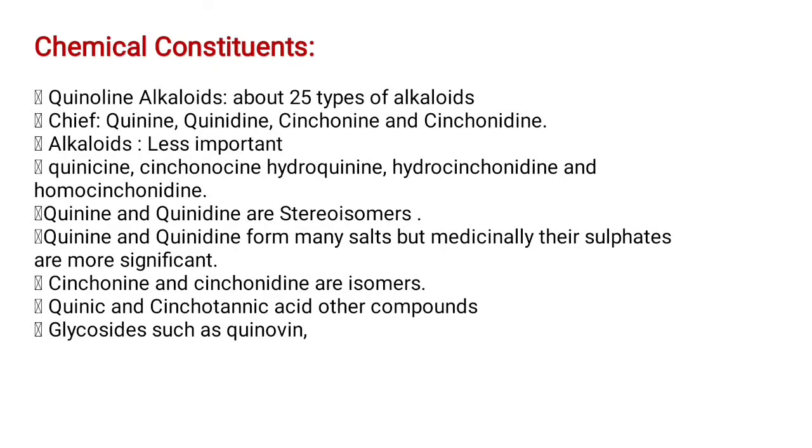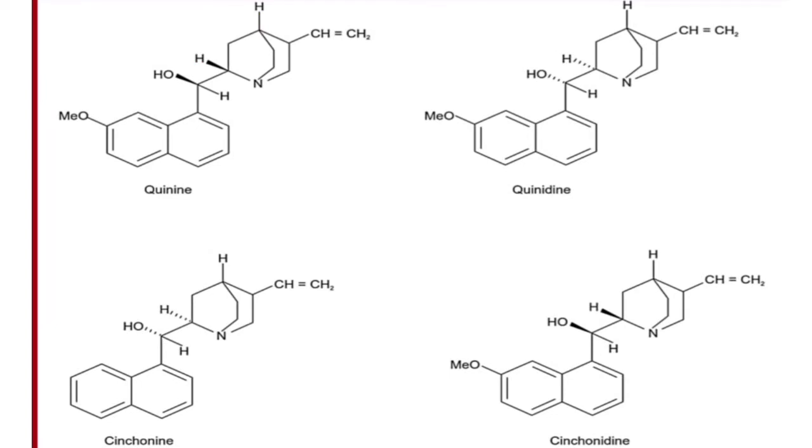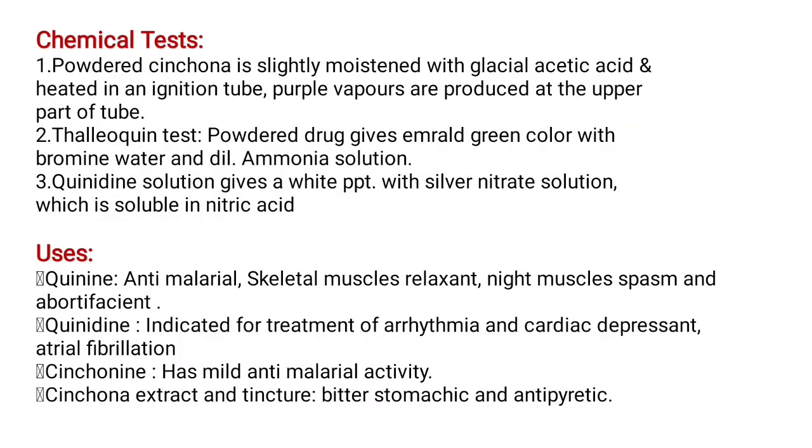Glycoside such as quinovin. These are the structures of quinine, quinidine, cinchonine, and cinchonidine. Chemical test: powdered cinchona is slightly moistened with glacial acetic acid and heated in an ignition tube. Purple vapors are produced at the upper part of the tube. Thalleioquin test: powdered drug gives emerald green color with bromine water and dilute ammonia solution. Quinidine solution gives a white precipitate with silver nitrate solution, which is soluble in nitric acid.